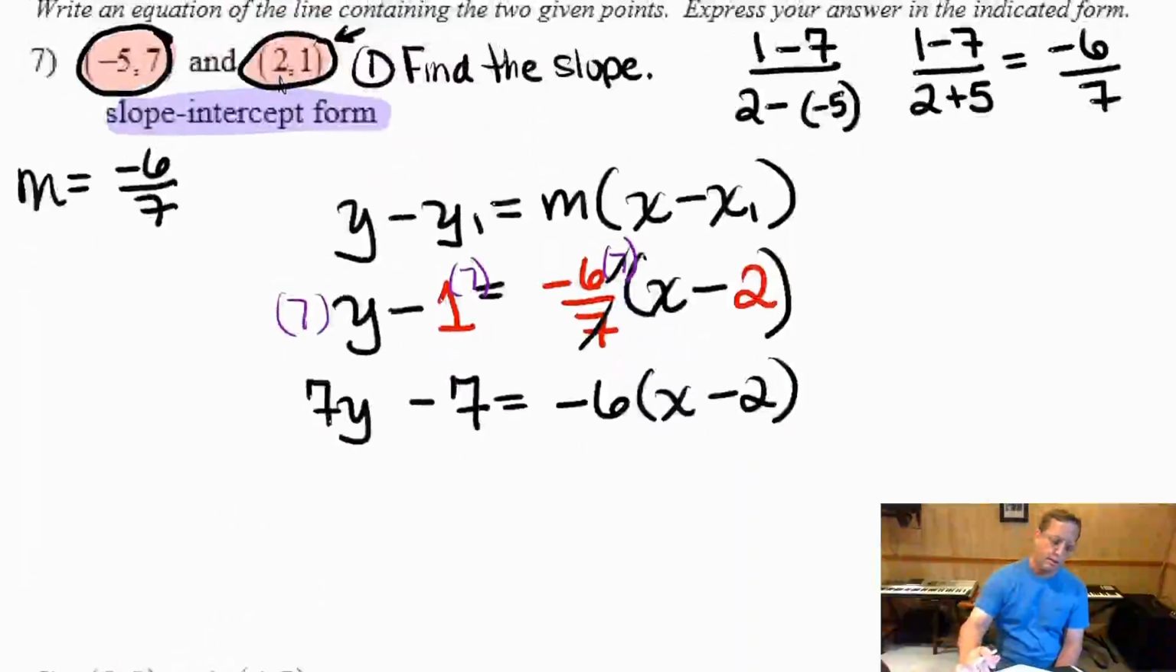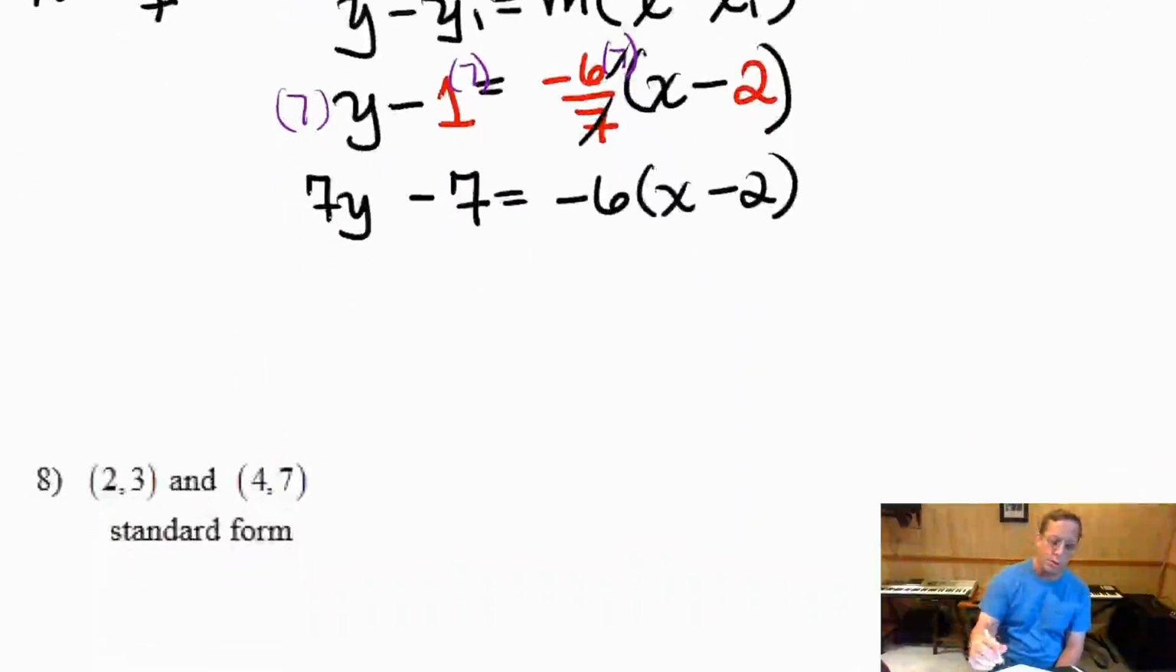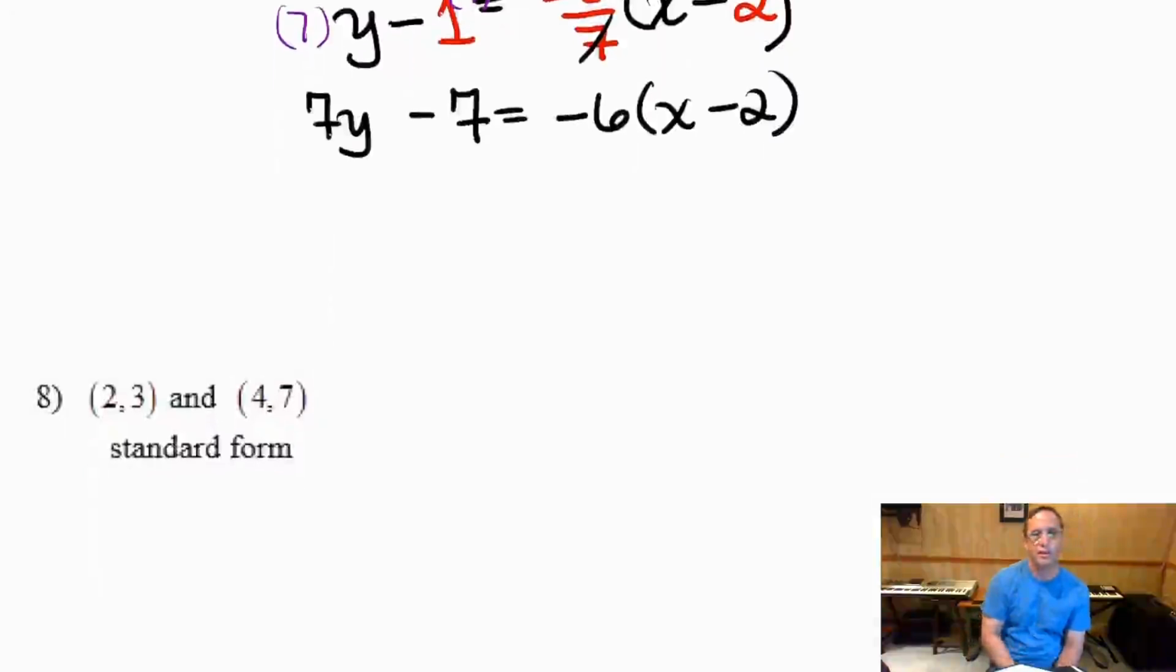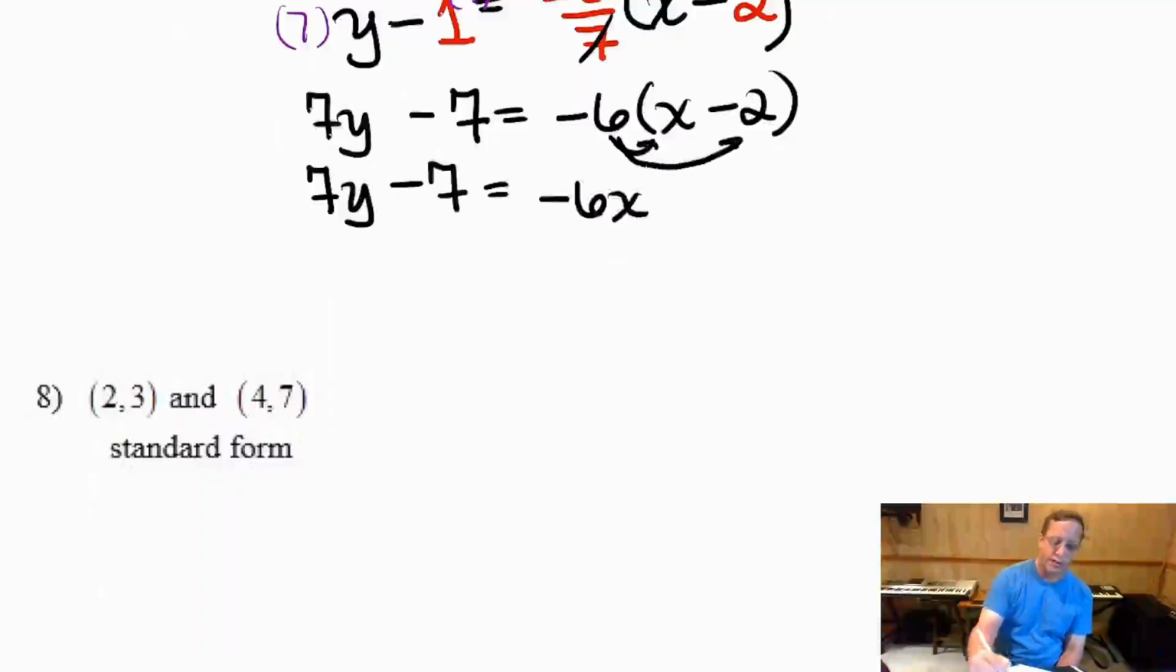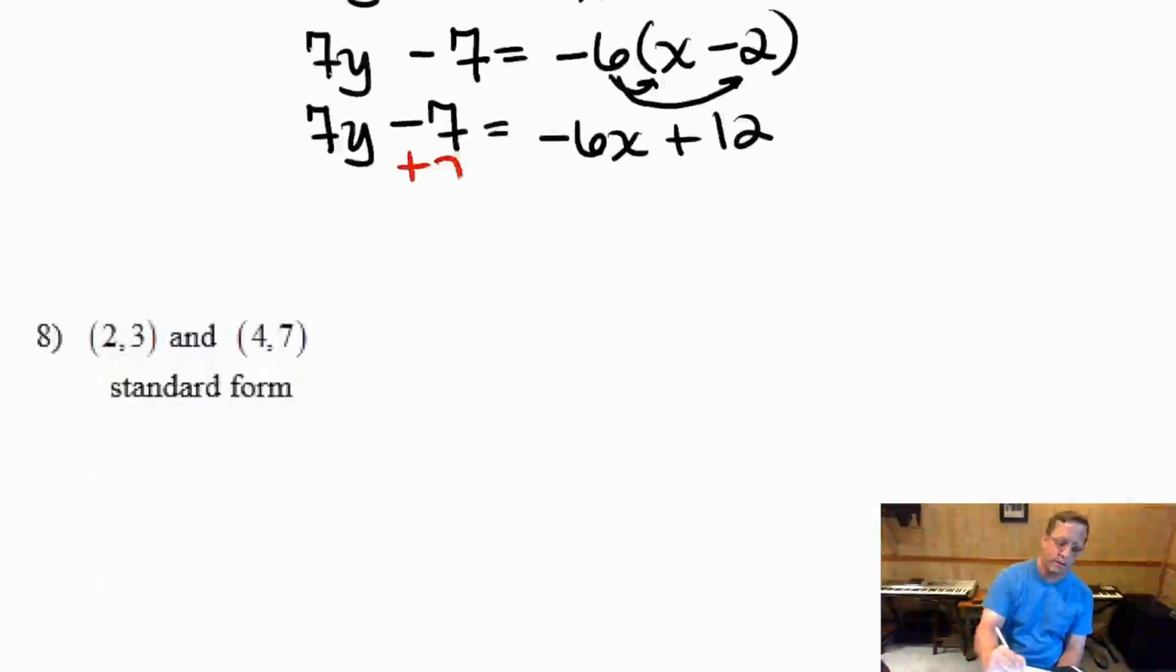All right, now we want to put this in slope-intercept form, so we want to get y by itself. So we've got to clear those parentheses out. Let's do that. Multiply by negative 6. Okay, negative 6x plus 12. All right, and then we're getting closer to getting y by itself.